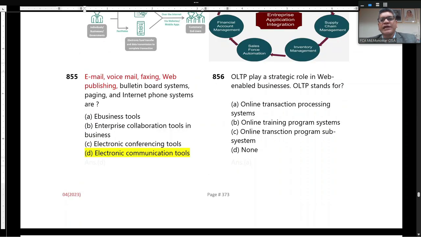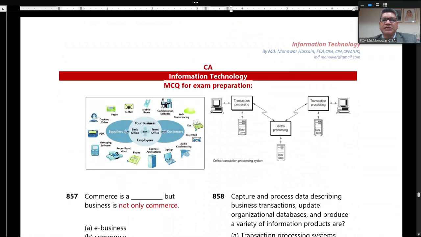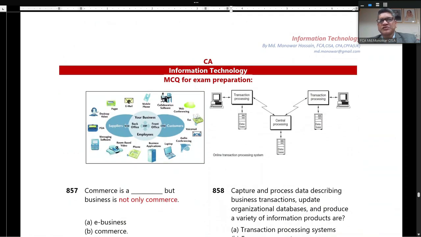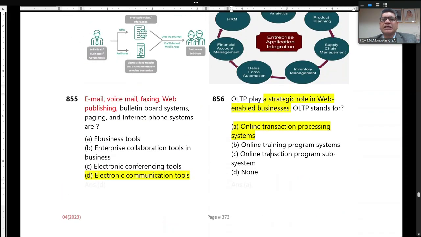So OLTP. What is OLTP? OLTP, that means online transaction processing system, plays a strategic role to web enable business. OLTP stands for online transaction processing system. Here transaction is processed through the database, central processing unit, and transaction processing this way. So the answer is A, online transaction processing system.